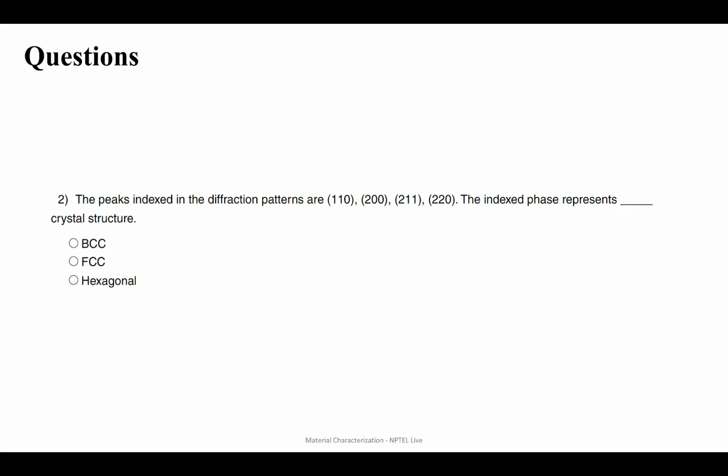The peaks indexed in the diffraction patterns are 110, 200, 211, 220. The indexed phase represents which crystal structure: BCC, FCC, hexagonal?